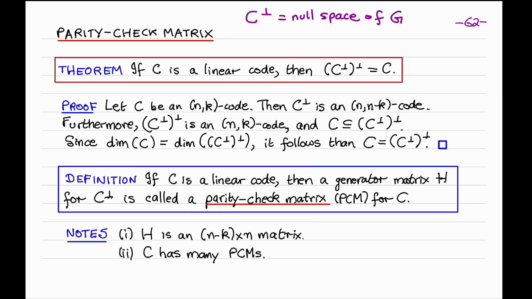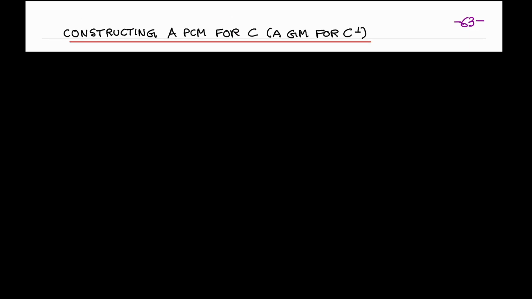We're ready now to define the parity-check matrix. If C is a linear code, then a generator matrix H for C perp is called a parity-check matrix, or PCM, for C. Notice that H has dimensions n minus k by n, because C perp is a code of length n and dimension n minus k. Also, C has many PCMs, because C perp has many generator matrices. Here's a nice way to construct a generator matrix for C perp, which, if you recall, is also a PCM for C.